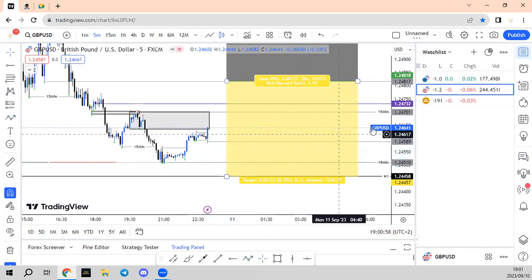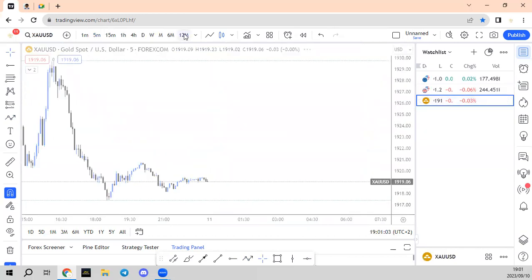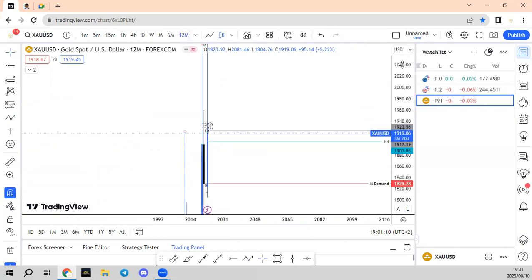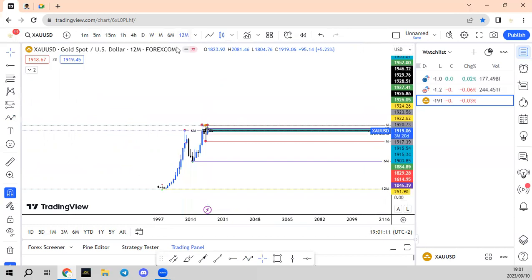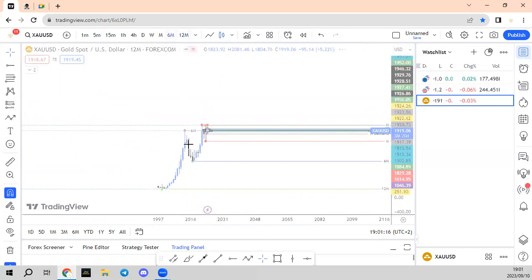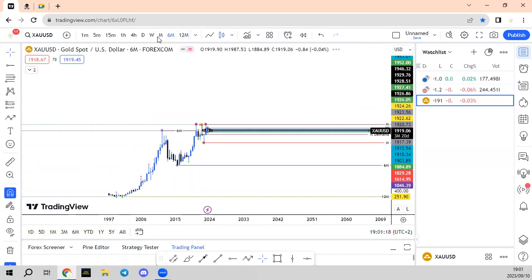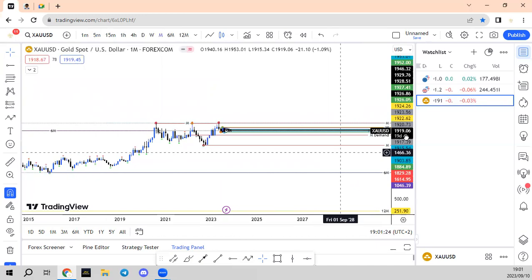So we are done with GU. Then let's jump into gold. Let us start also on 12 months time frame. We don't trade the 12 months time frame. We just want to see the overall direction. So there's nothing much that I can tell here. There's nothing much actually. Let me just jump into monthly.